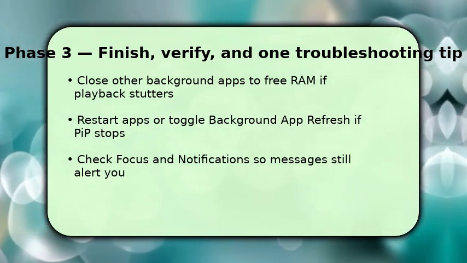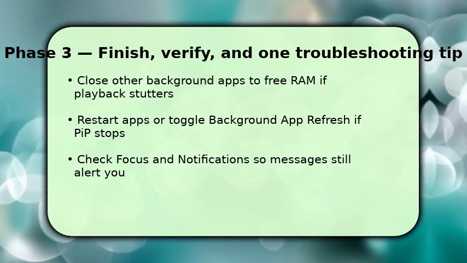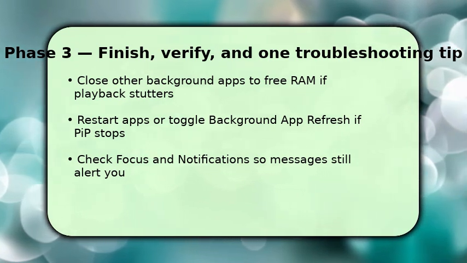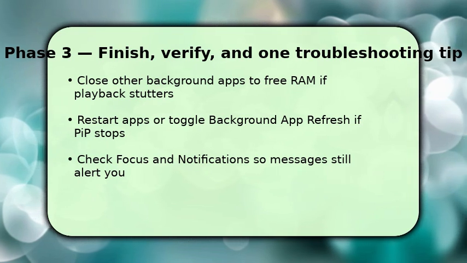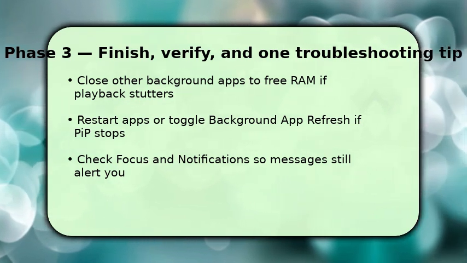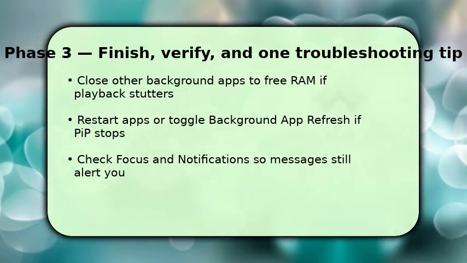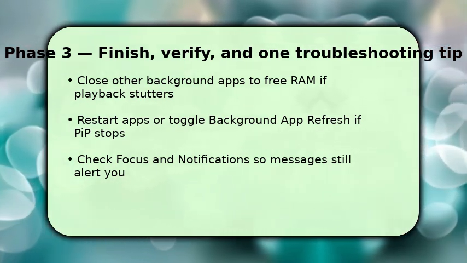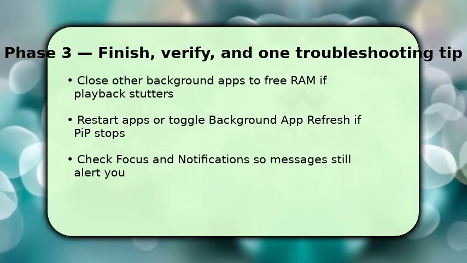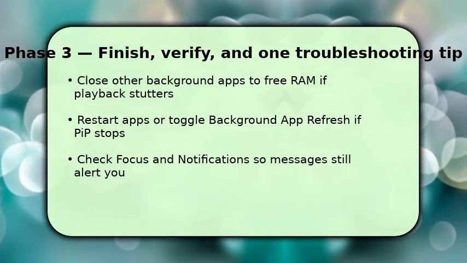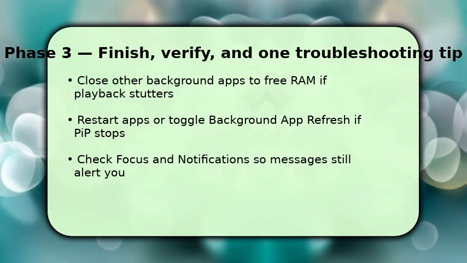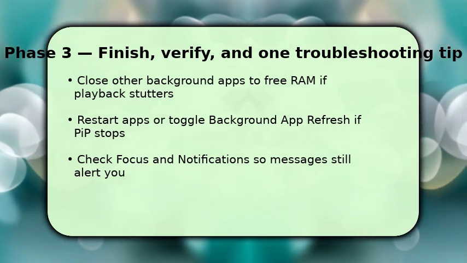If picture-in-picture stops working, force quit YouTube and Safari, reopen the video, and re-enable Pi. This usually resolves glitches. Also check focus modes and notification settings so WhatsApp alerts reach you. If audio routing remains problematic, a quick iPhone restart clears temporary conflicts. After that, you should have smooth simultaneous YouTube viewing and WhatsApp use.